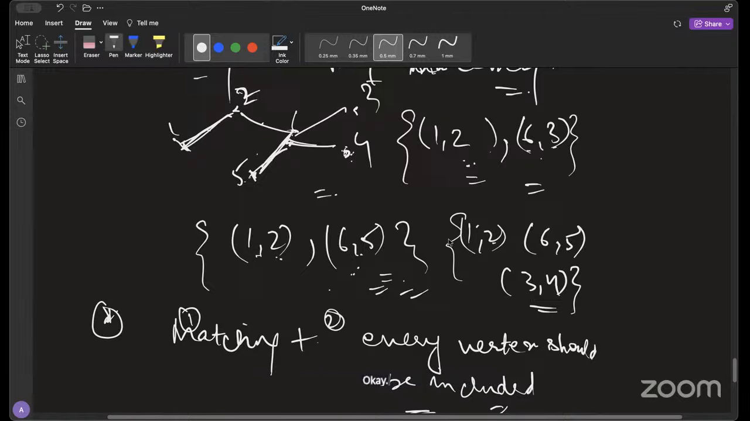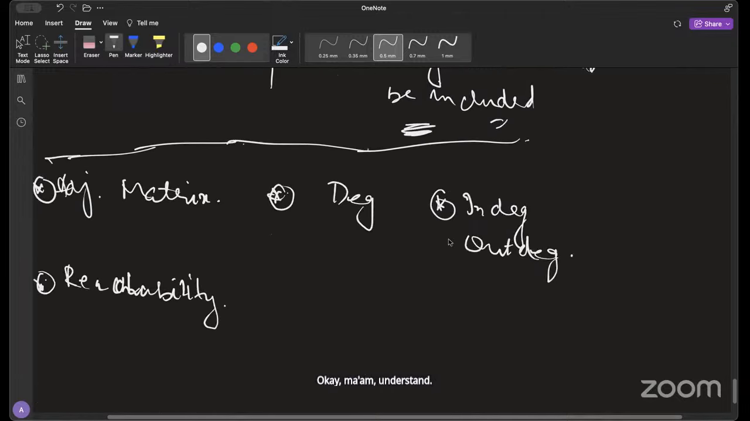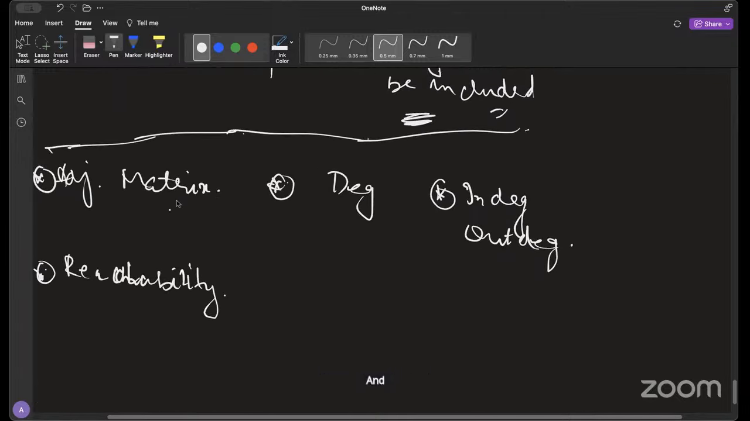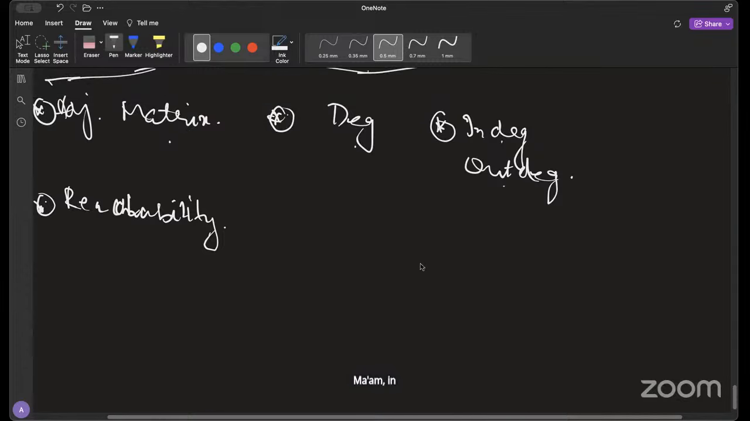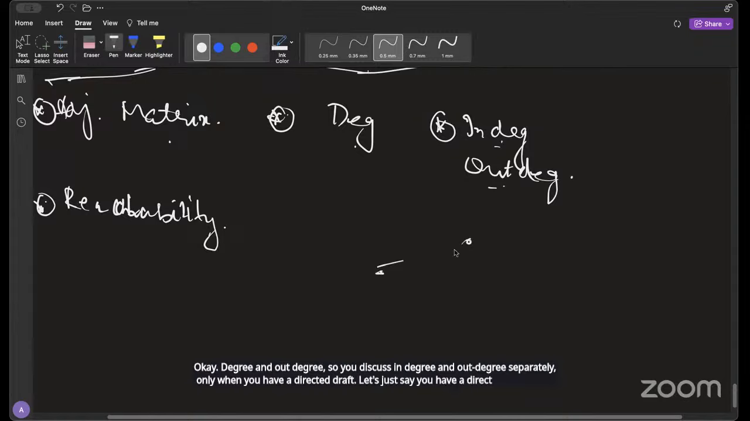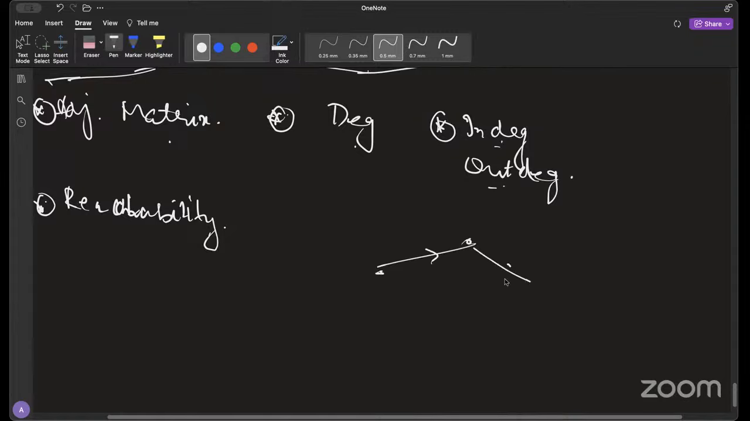Okay, and there are these terms: adjacency matrix, degree of vertices based on the graphs that you have, in degree, out degree, and reachability. If anyone has a doubt in these terms, we'll discuss it. Ma'am, in degree and out degree. You discuss in degree and out degree separately only when you have a directed graph. Let's say you have a directed graph.